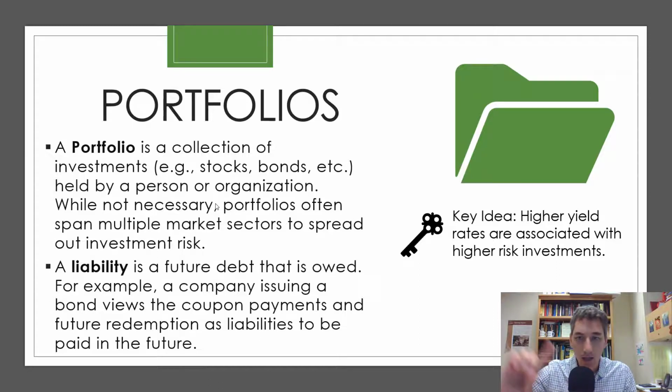And an idea to pay attention to: higher yield rates are associated with higher risk investments. If an investment is guaranteed to pay off, it likely would have a very low interest rate. Government bonds, for example, tend to have very low interest rates. But company bonds may have a higher interest rate because there's some risk involved. Maybe the company goes under and you're not sure what you'll get back. So if it does work out, you'll get a higher interest rate, but you might end up with nothing. So that's the notion of risk and interest rates.